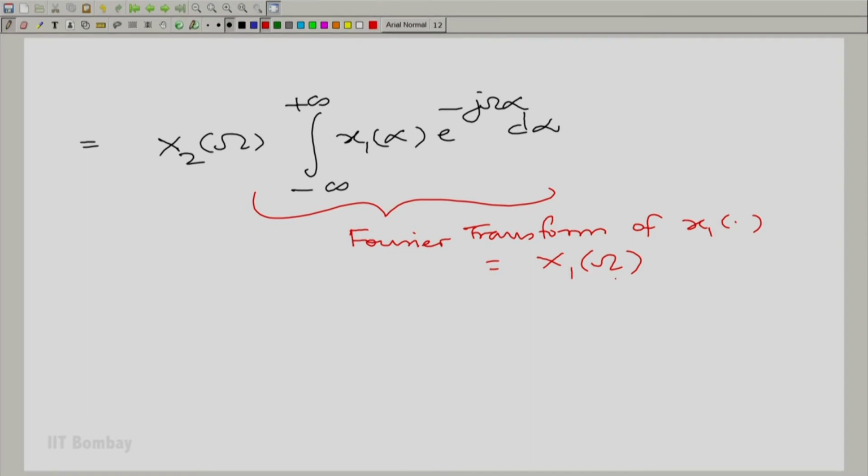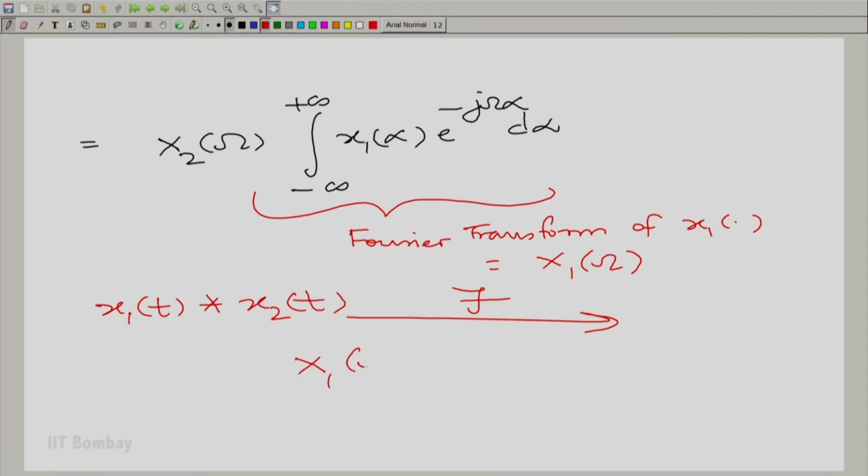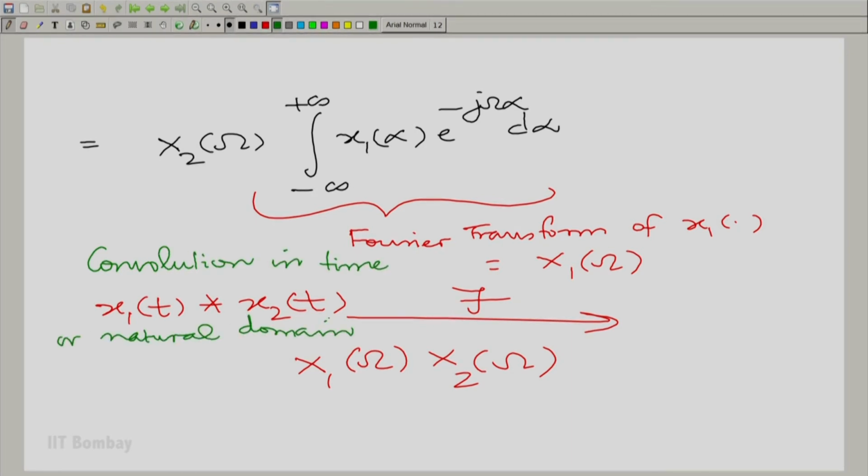And therefore, we have a very interesting conclusion. I am now going to highlight: x1 convolved with x2 has a Fourier transform given by the product of the Fourier transforms of individually x1 and x2. In other words, what we are saying is convolution in time, or in the natural domain, moves to multiplication in the Fourier domain. This is very interesting.